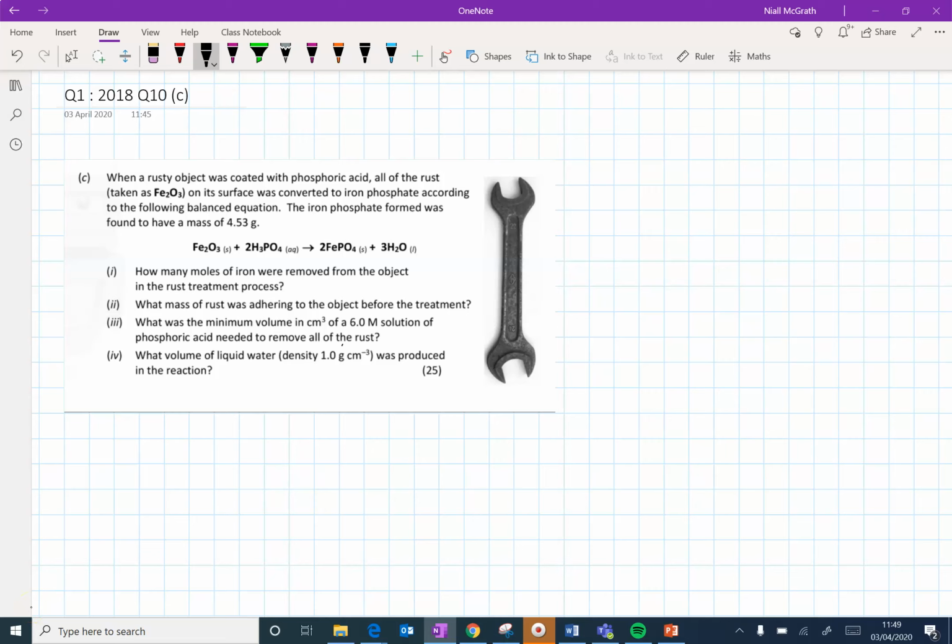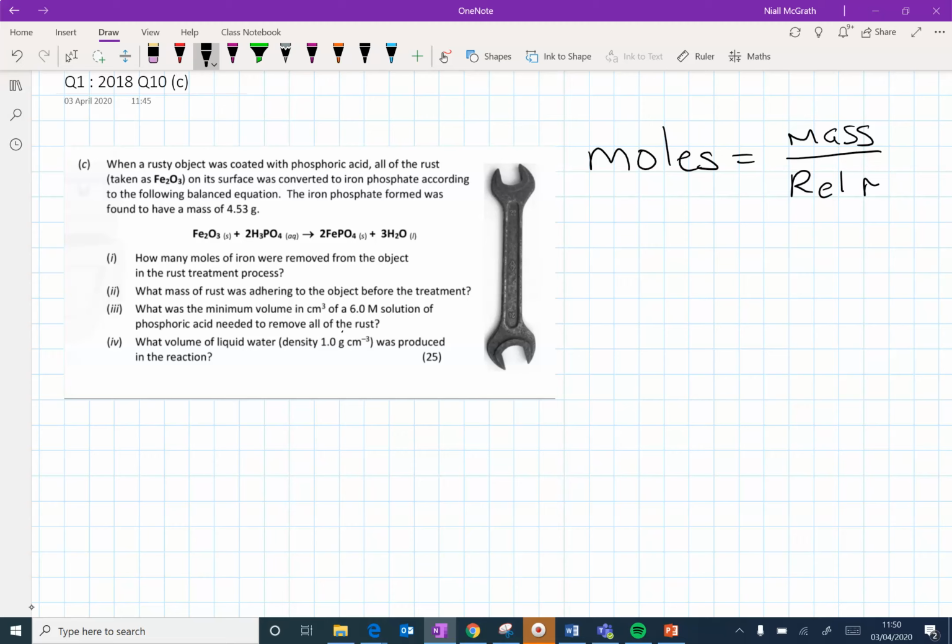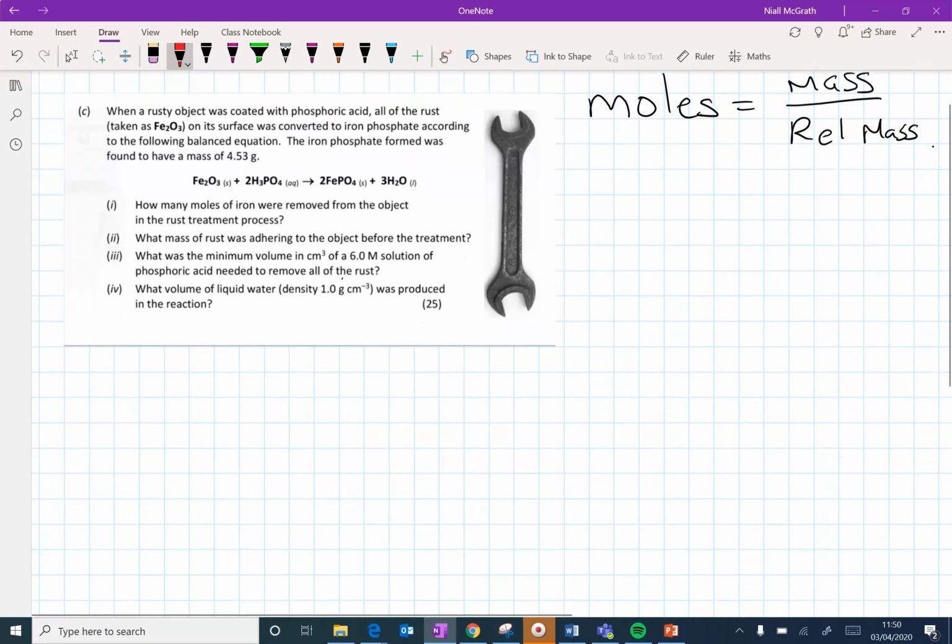In this video we're going to look at 2018 question 10 part C. It's based on stoichiometry, and in this question really we're using one formula the whole way down along, just rearranging it. That formula is one that we've seen from very early on in our course, and that is that moles are equal to mass over relative mass. So we're just using that formula the whole way down along, rearranging it. Something a little bit different maybe in the last part, but we'll deal with that when we come to it.